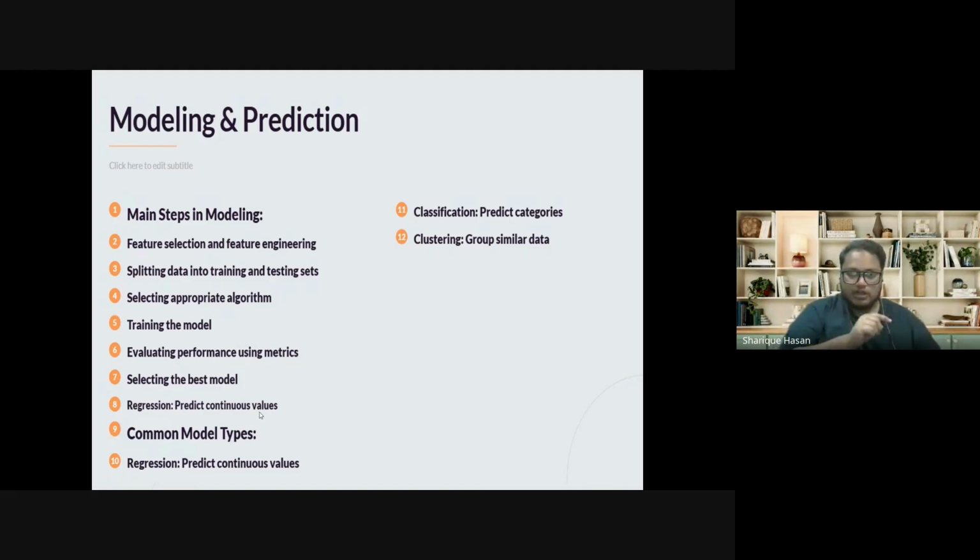Then regression, also predicting a continuous value. If a value is going 2, 4, 6, even numbers, till 100, what is going to be the next value? It is 102. So this relation you're going to predict in the coming lectures, and in the project also. And the common model types are regression, classification, predictive category, and clustering.